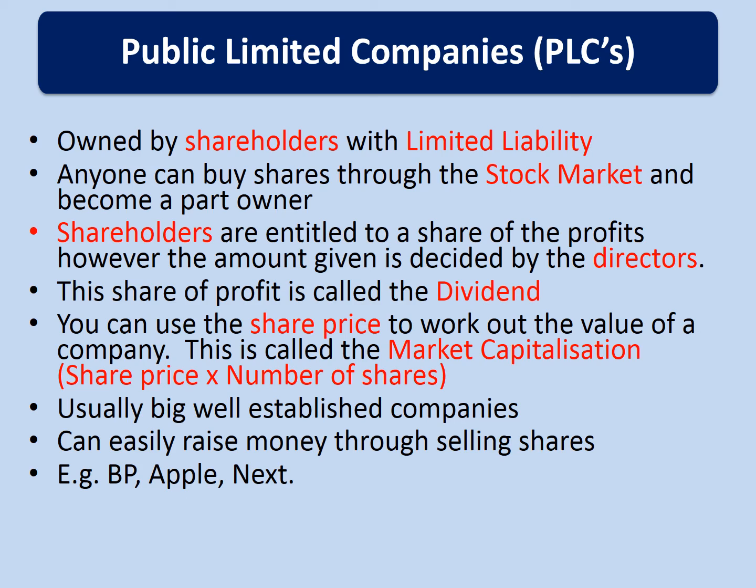It means that you don't need to get agreement from someone else in order to buy shares. You can just go out onto the stock market, go through a broker, and you will get them. We'll be covering shares and shareholders in another video. Shareholders are entitled to a share of the profits. However, this amount is decided by the directors and it is called a dividend. And if there has been a particularly profitable year, then the dividends could be quite high.